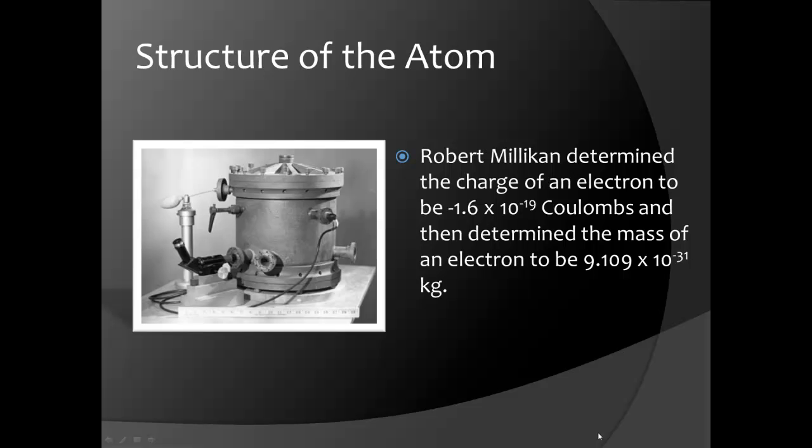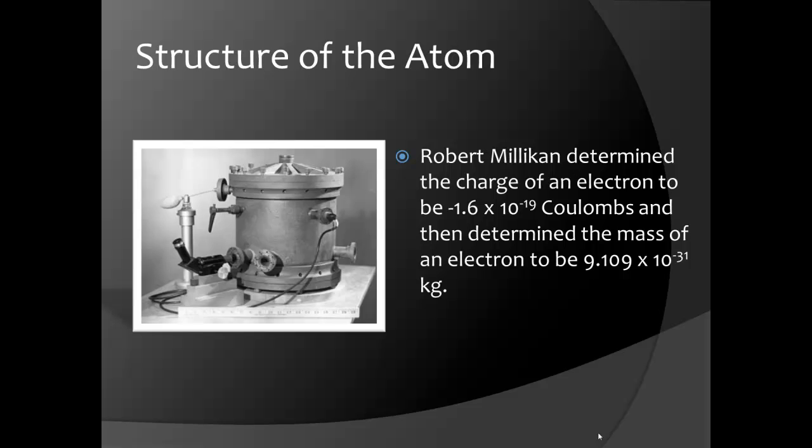So Robert Millikan was able to determine the charge of an electron as 1.6 times 10 to the negative 19 coulombs. And from that, because he knew the mass of the oil, he was also able to determine the actual mass of an electron, which is 9.1 times 10 to the negative 31 kilograms.